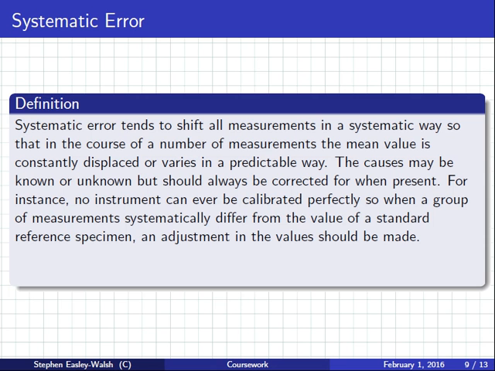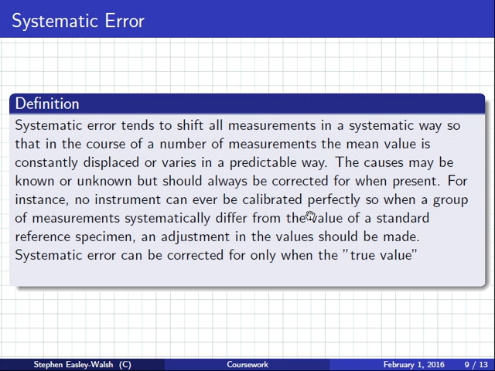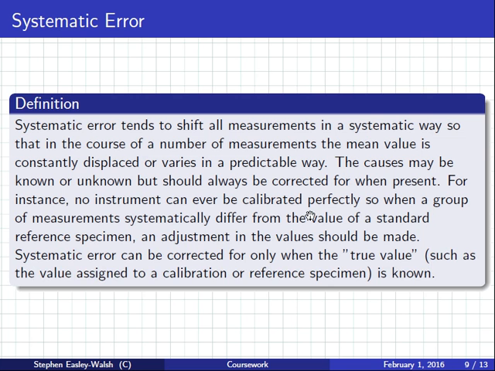So maybe your meter stick will always have a tiny error, like maybe it's 0.1 millimeter too long, maybe just because it's stretched out a little bit over time. You know, we think about a meter stick not changing its length, but if it's warm, maybe it expanded a little. So you can never have it perfect. Systematic error can be corrected, but only when you know the true value.